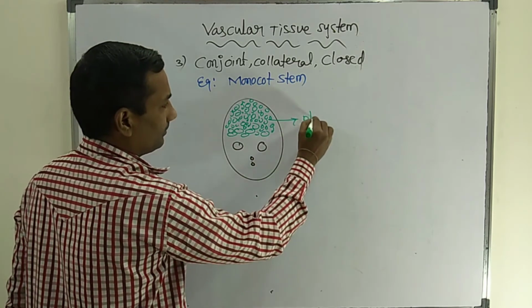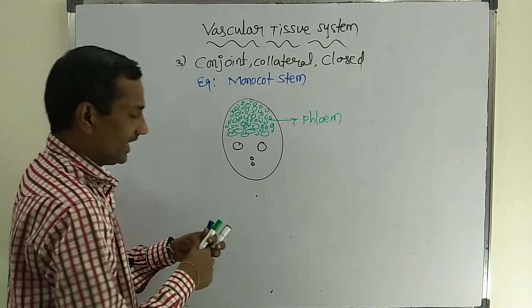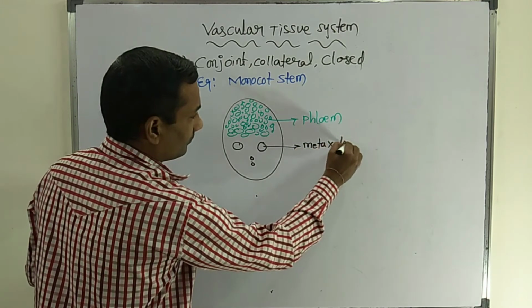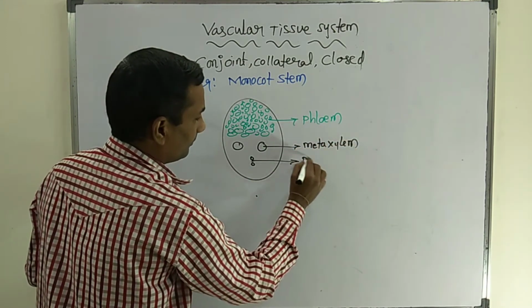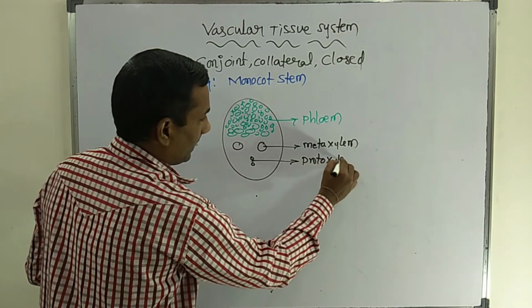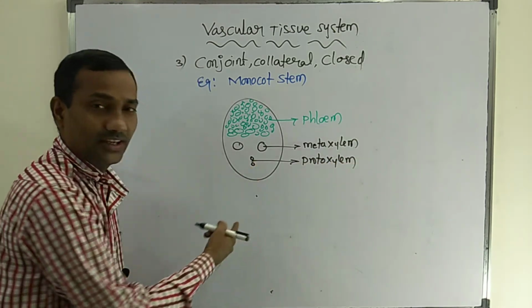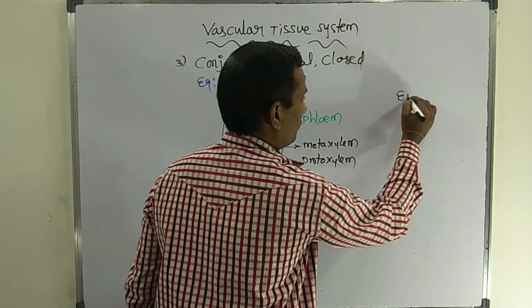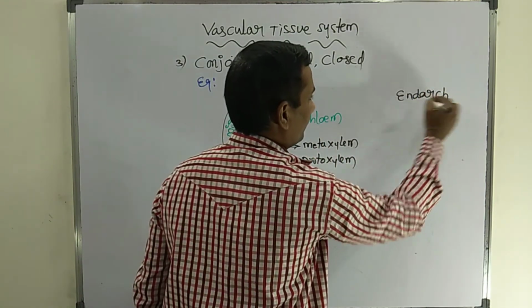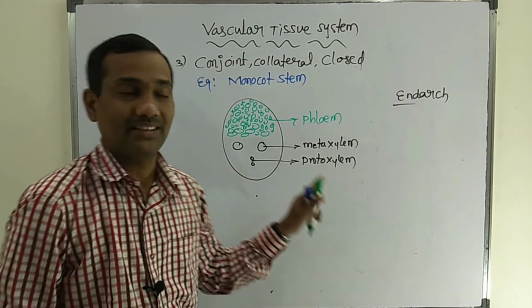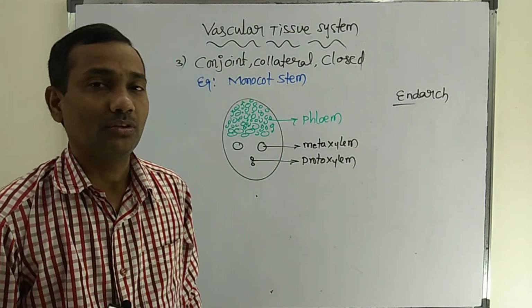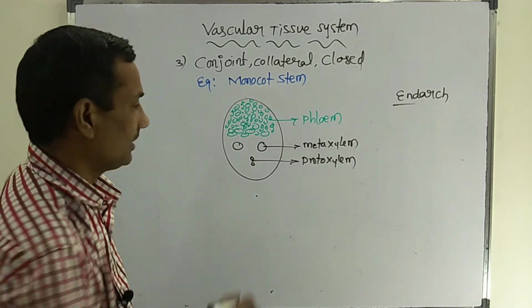This is phloem. This is xylem, this is a metaxylem. This is a protoxylem. Protoxylem lies towards center. So this type of arrangement is called endarch xylem. Endarch xylem can be seen in monocot stem. Endarch xylem can also be observed in dicot stem.